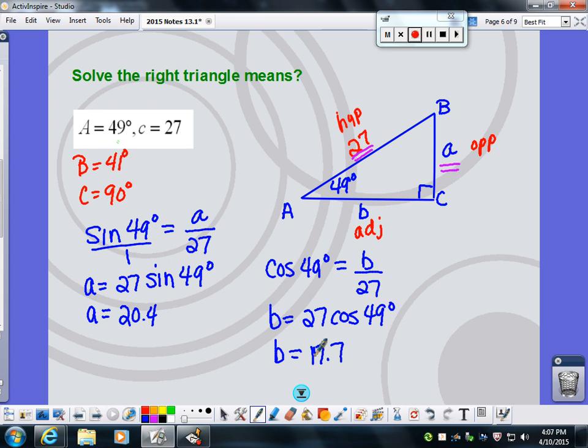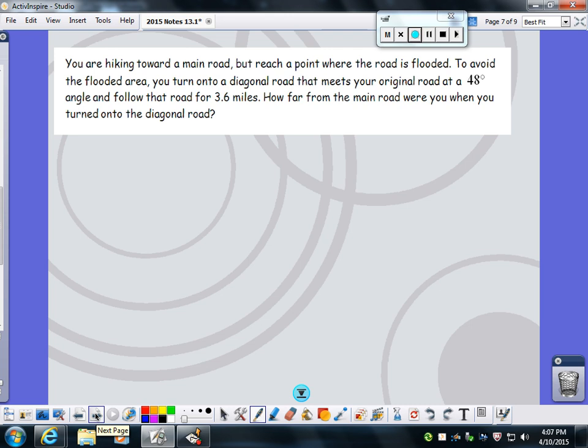All right, let's look at a couple of word problems. You're hiking toward a main road. All right, so here's our road. You reach a point where the road is flooded. To avoid the flooded area, you turn onto a diagonal road that meets your original road at 48 degrees. So you're traveling along and you're going to have to take a diagonal road. This is 48 degrees here. And follow it for 3.6 miles. So that's 3.6 miles. How far from the main road were you when you turned onto the diagonal road?